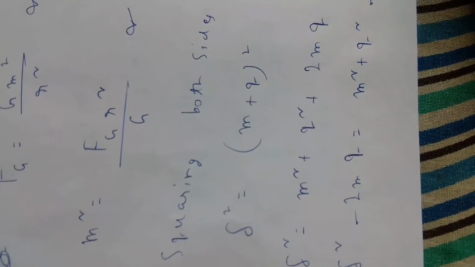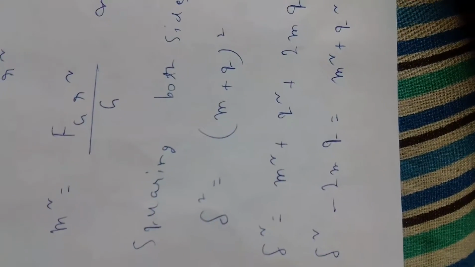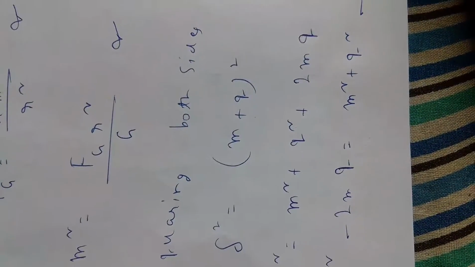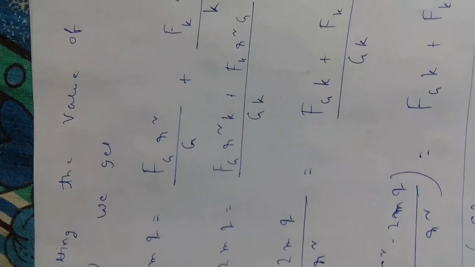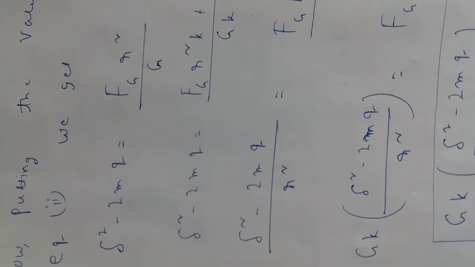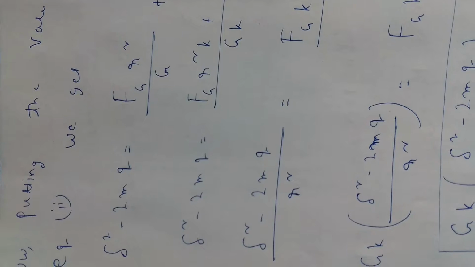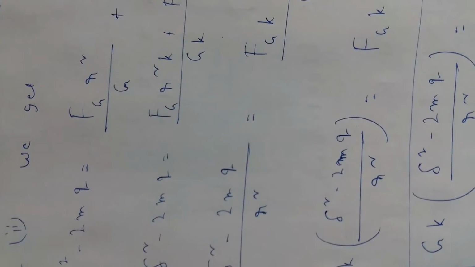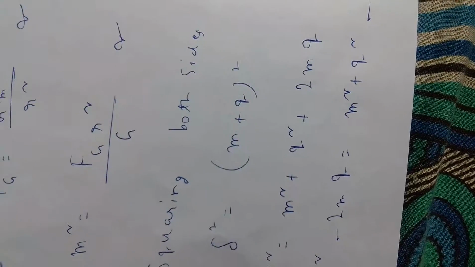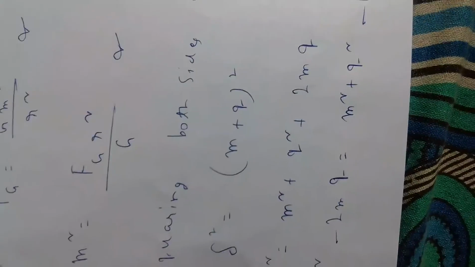Del square is equal to m square plus q square plus 2mq. So del square minus 2mq is equal to m square plus q square. This is my equation number 2. Now putting in the values, we get del square minus 2mq is equal to Fg r square by G plus Fk r square by K. From the relation del square minus 2mq equals m square plus q square, I simply put the values of m square and q square that I got from the two force equations.